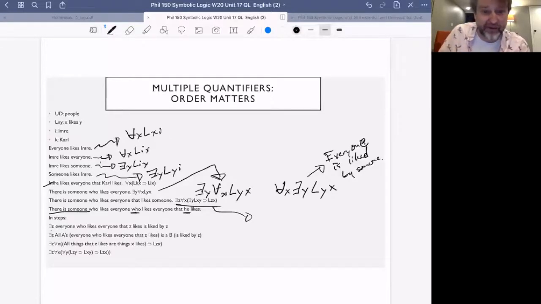So we can work through stepwise to try and get this. There exists some Z, and then we have all A's: everyone who likes everyone that Z likes is liked by Z. What we translate that to is there exists some Z such that for all X's, because the "everyone" here is going to give us all: if things that Z likes are things X likes, then LZX. And then finally, we just need to translate this last piece, and we would get this complete sentence, standing in for this long item.